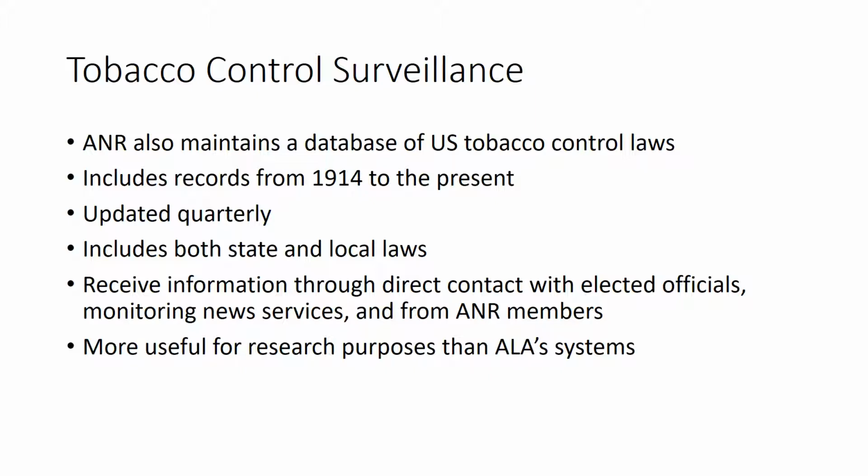But if you're interested in tobacco control policy, it may be more useful to contact the Americans for Non-Smokers Rights, because they also maintain a database of tobacco control laws in the U.S. These records go back over 100 years now, and they don't update them yearly, they actually update them quarterly. And they get their information directly from elected officials, from news reports, and from their own members. So they get them from a variety of sources, so you can kind of triangulate the information to really zero in and settle down on what has actually occurred.